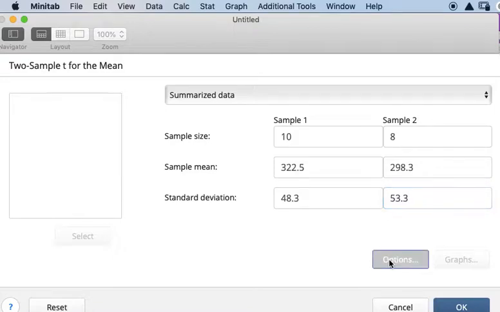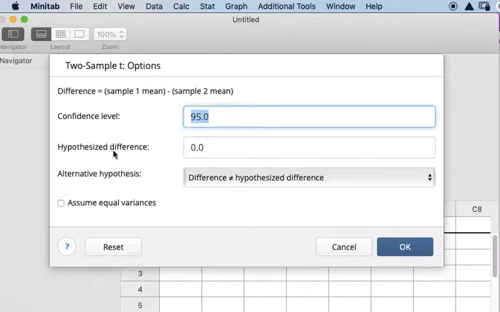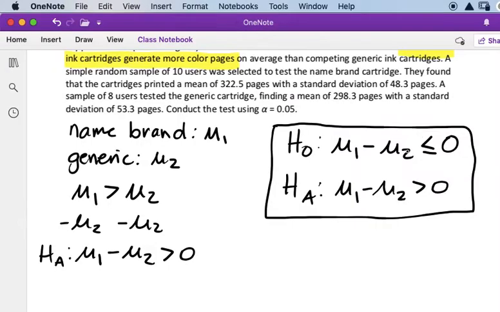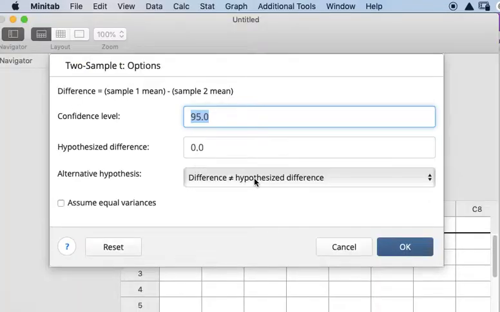Then I'm going to click on Options. And then remember, when we're doing hypothesis tests, we don't have to worry about the confidence level. I want my alternative hypothesis to match the alternative hypothesis that I wrote, which was that mu1 minus mu2 is greater than 0. So the difference is greater than the hypothesized difference. If I look up here, the way that they're always calculating this is sample 1 minus sample 2. So you want to make sure that you're getting it in that order in terms of matching up which one you're putting in which.